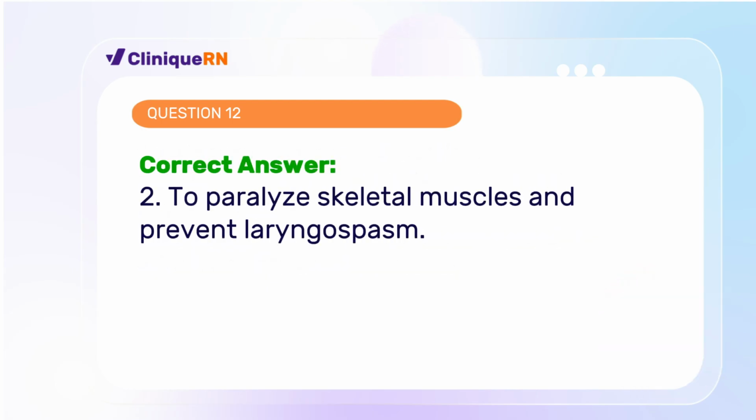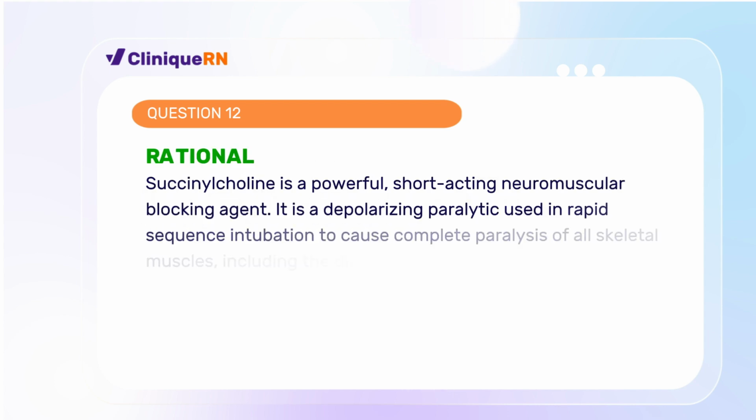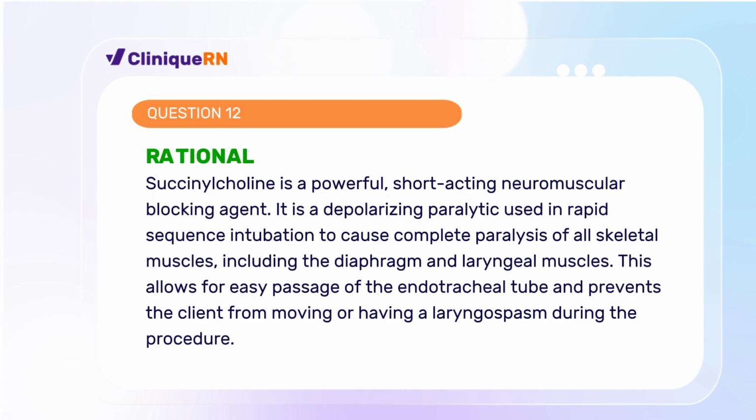Correct answer. 2. To paralyze skeletal muscles and prevent laryngospasm. Rationale. Succinylcholine is a powerful, short-acting neuromuscular blocking agent. It is a depolarizing paralytic used in rapid sequence intubation to cause complete paralysis of all skeletal muscles, including the diaphragm and laryngeal muscles. This allows for easy passage of the endotracheal tube and prevents the client from moving or having a laryngospasm during the procedure.